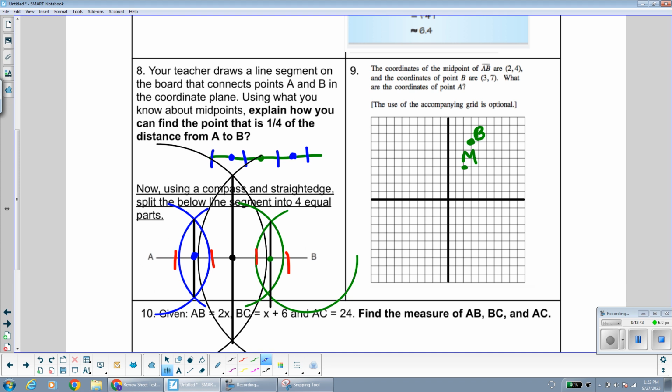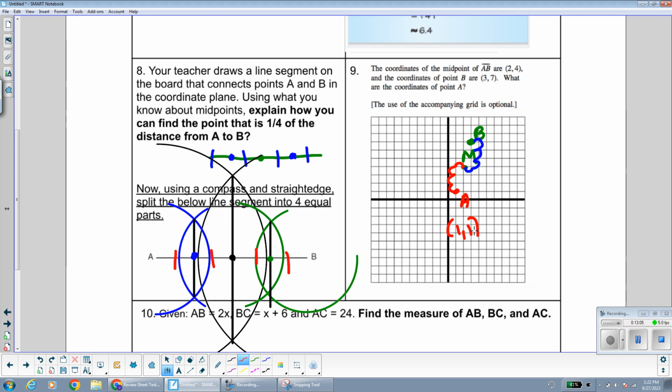And we have to find the other endpoint A. Remember, the midpoint is exactly in the middle of the line segment, so it's equidistant from both endpoints. So to get from the midpoint to this endpoint, it's over 1 and up 1, 2, 3. So to get the other endpoint, I'm just going to do the reverse. Over 1 and down 1, 2, 3. And there we have it, the coordinates of point A, which is (1, 1).